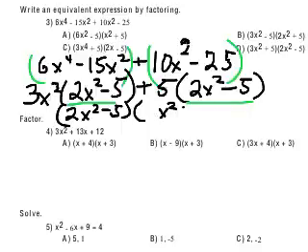Factor that out of, yes, did I say 3x squared? 3x squared plus 5. So our answer is 2x squared minus 5 times 3x squared plus 5. And ignore this little dot here.